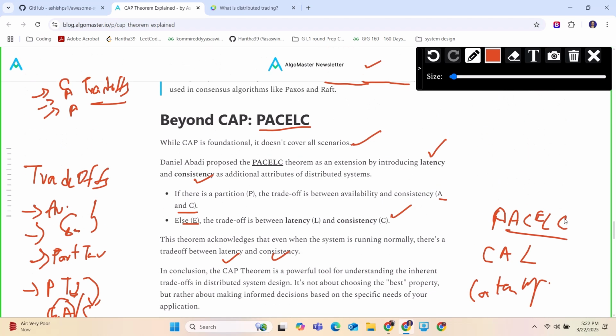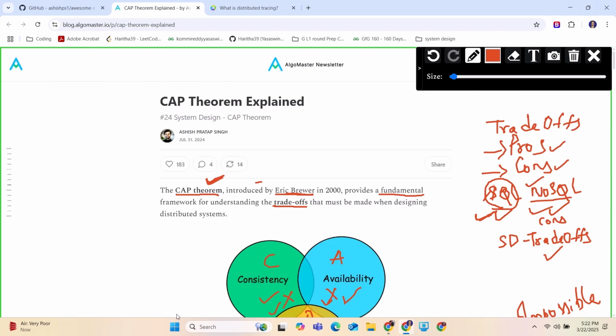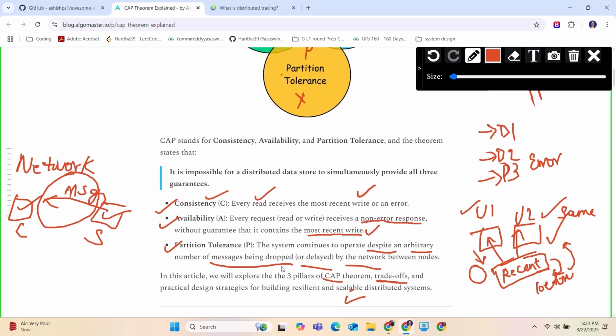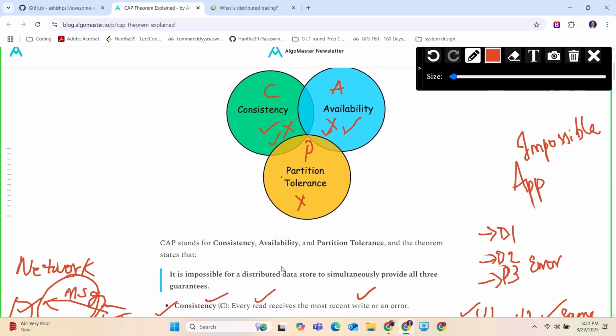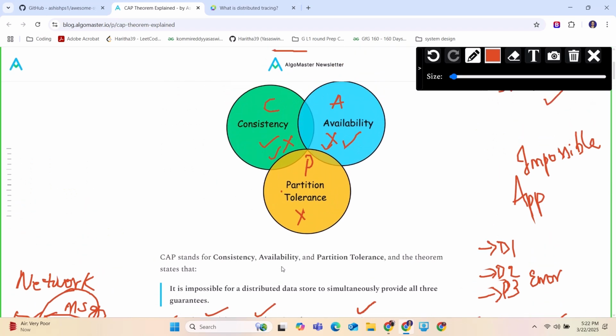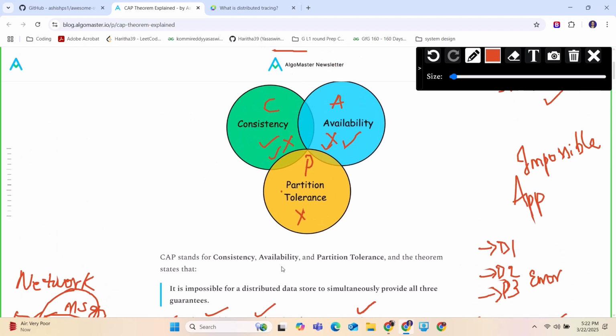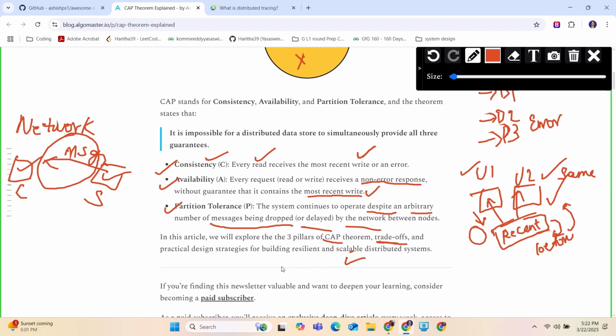Let's understand the complete CAP theorem one more time. The CAP theorem is very fundamental while designing a distributed system, obviously. Consistency, availability, and partition tolerance. Consistency means data should be updated. Availability means the system responds, but the data may not be consistent. Partition tolerance means if a network failure is happening, how our distributed system is handling that.